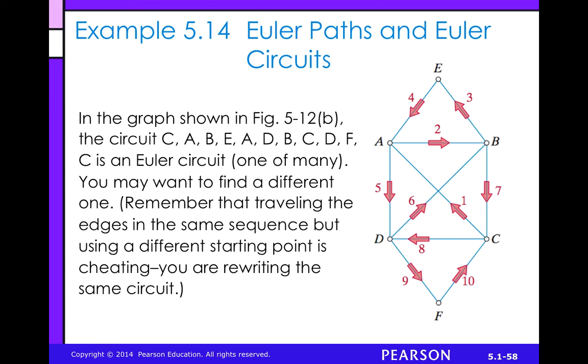In this graph over here, we found an Euler circuit, but there are many of them. And you could ask the same question. Can I find an Euler circuit starting at D? You know, we started at C, but could I start at D? Could I start at A? Could I start at E? Etc.